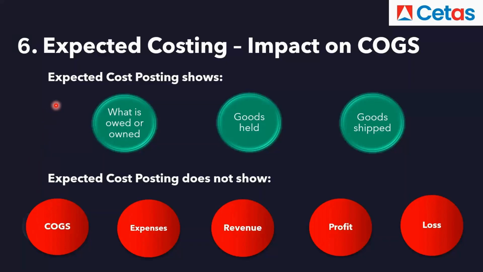So, expected cost posting shows what you owe temporarily or what is owed to you temporarily. What goods you temporarily hold and what goods you temporarily shipped. What it does not show is COGS, expenses, revenue, profit, and loss, because all these belong to the profit and loss statement and accounting principles require actual invoices before recognizing them. In brief, expected cost posting does not affect COGS at all. It only updates temporary balance sheet accounts to show that goods have been received or shipped.